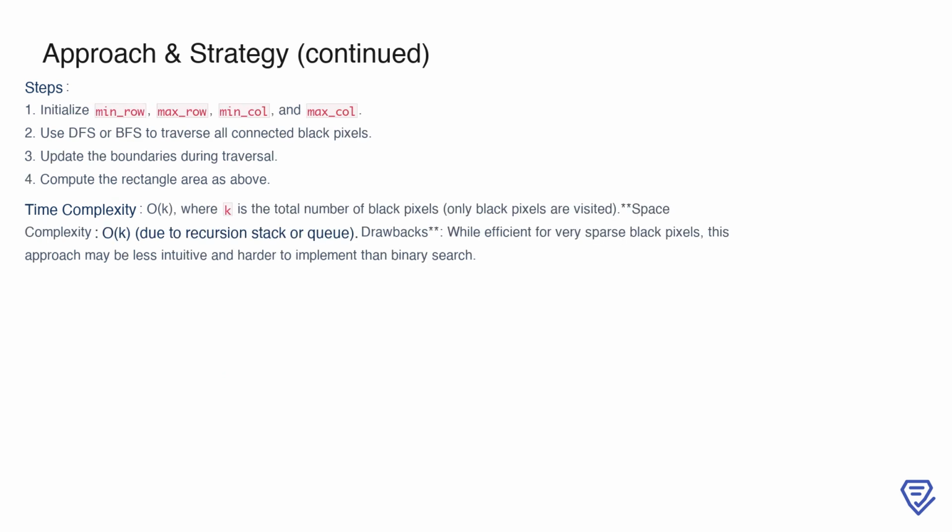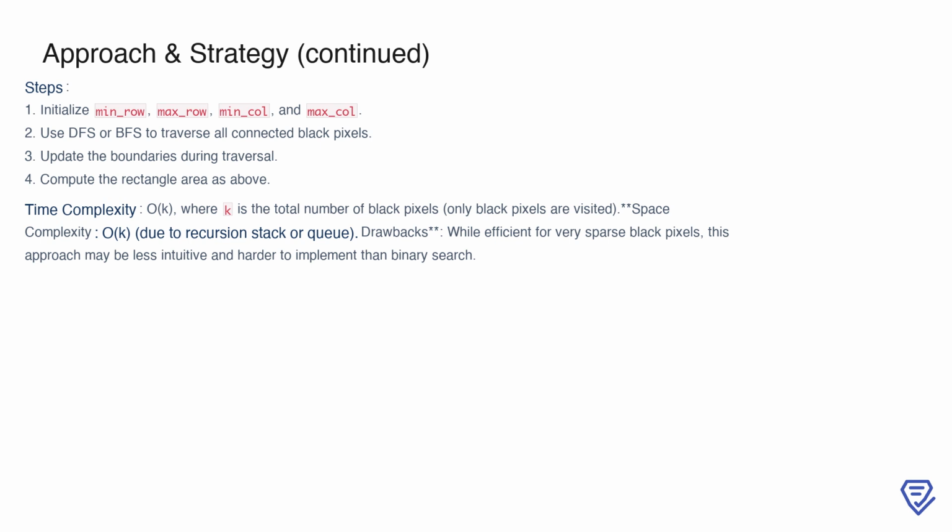Another strategy we explored involves treating the matrix as a graph and using a flood fill algorithm like DFS or BFS to locate all connected black pixels. Starting from the given black pixel, we traverse through all adjacent black pixels, continuously updating the boundaries of the rectangle as we go. This ensures that we capture the smallest rectangle enclosing all connected black pixels. The time complexity of this approach is proportional to the number of black pixels, denoted as O(K), since each black pixel is visited exactly once.